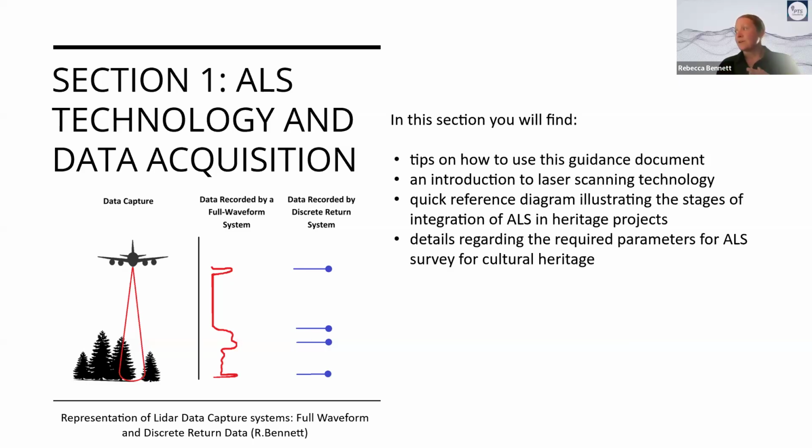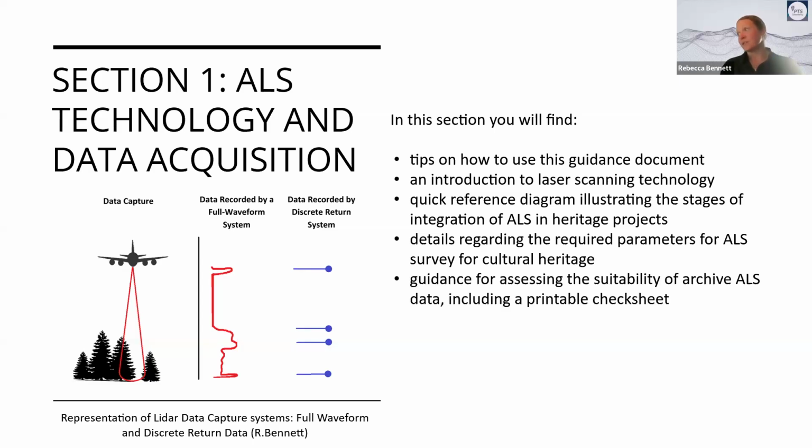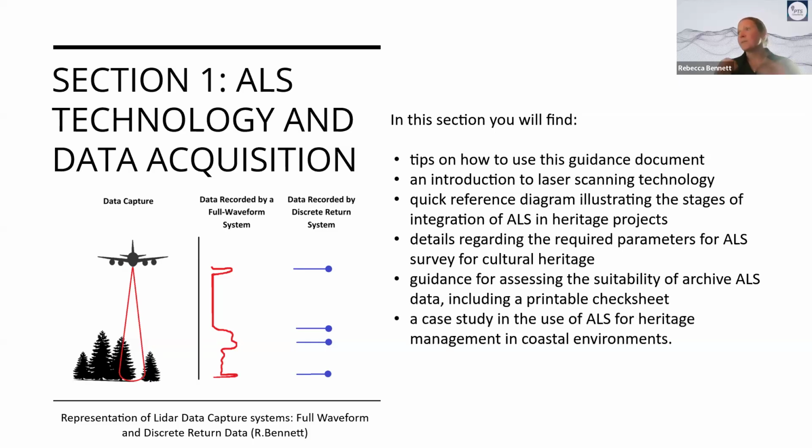We also look at a deep dive regarding the required parameters for ALS survey and what would be considered to be good practice in terms of commissioning data. As I've already mentioned, we provide a series of useful resources, including that check sheet that you've already seen around using archive data. So not just the acquisition of new data, but also looking at reusing archive data to best effect. And within this chapter, there is also a case study on the use of ALS for heritage management in coastal environments.